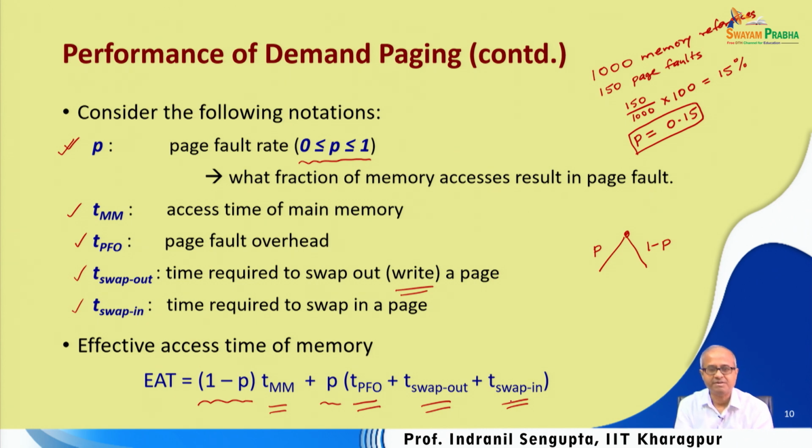But here you can make a refinement. If we assume that there is a page table and each reference to the page table needs a memory reference, actually this TMM will really become 2 TMM, one access for main memory, one access for the page table prior to that. Similarly, if a page fault occurs, you can ignore the access time of main memory because the T swap out and T swap in are much larger, whereas TMM is of the order of nanoseconds, let us say 50 nanoseconds or so. The swap out and swap in times can be of the order of a few, let us say 2 milliseconds.